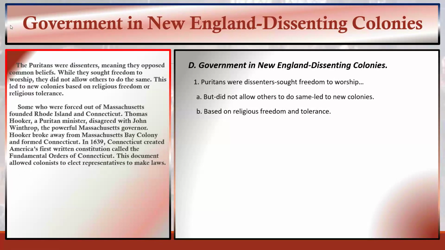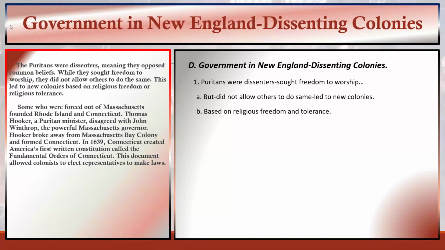Okay, so next paragraph, we're almost there. Some who were forced out of Massachusetts founded Rhode Island and Connecticut. Thomas Hooker, a Puritan minister, disagreed with John Winthrop, the powerful Massachusetts governor. Hooker broke away from Massachusetts Bay Colony and formed Connecticut. In 1639, Connecticut created America's first written constitution, called the Fundamental Orders of Connecticut. This document allowed colonists to elect representatives and make laws. I'm getting two things out of that.